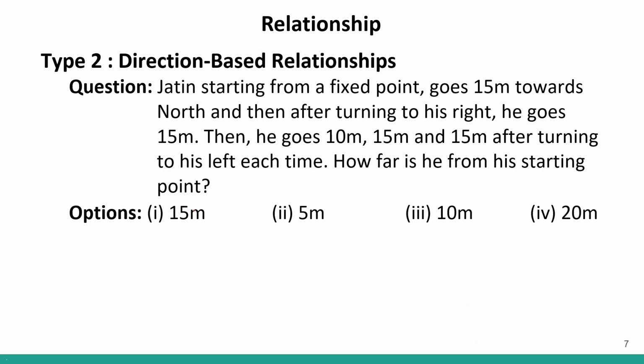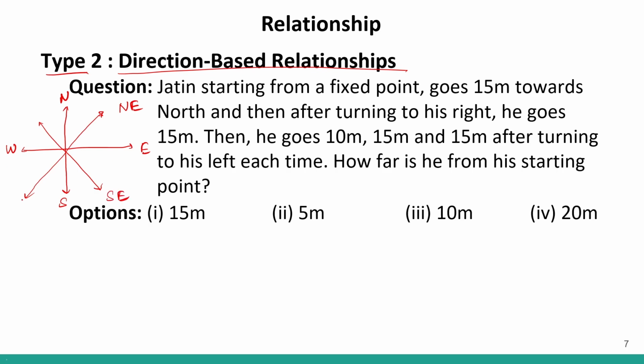Okay. Then we have type 2, that is direction based relationship, also known as following directions or direction test, right? So first thing we will do, we will draw a chart depicting these sides. You can draw this in your examination also. You will get a rough paper, so you can draw it at the top of that paper to avoid any confusion. Okay. So first four primary directions are north, south, east and west, right? Then secondary directions, northeast, southeast, southwest and northwest, right?